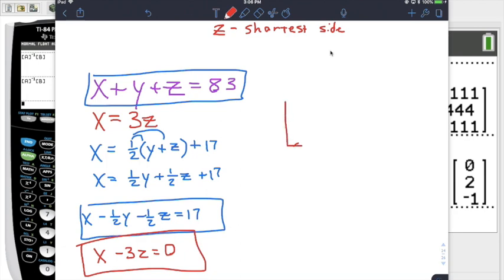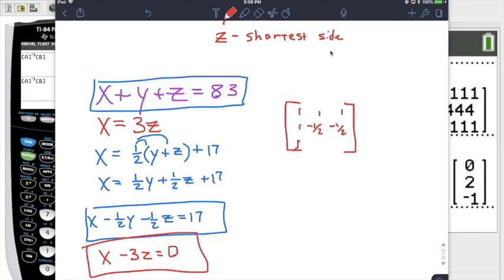And now we're going to write out a matrix. So it'll be 1, 1, and 1 for the first equation. For the blue equation, we're going to go 1, negative 1/2, and then negative 1/2. And for that last one, notice here there's no y, so you put 1, 0, and then negative 3. Then after that, we'll put our variable matrix, x, y, and z. And that equals all of your constants here. So we'll go 83, 17, and then 0.